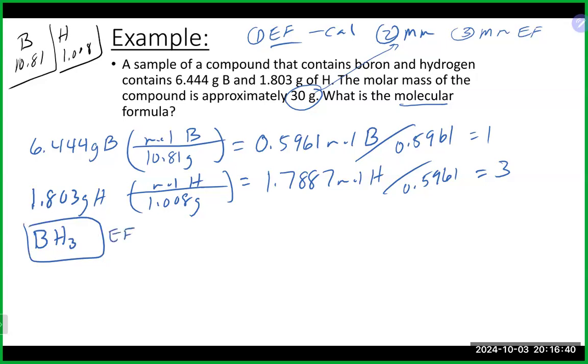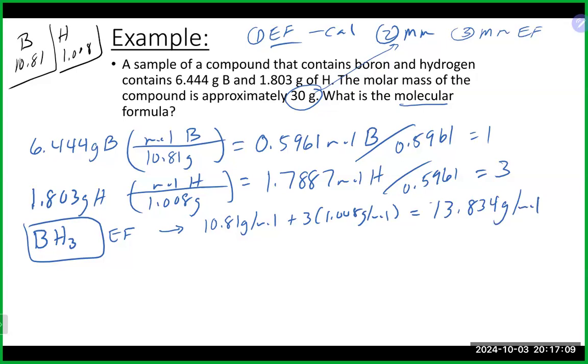Now that we have the empirical formula, we need the molar mass of it. To get it, we're just going to add up the parts: 10.81 grams per mole for the boron, 3 times 1.008 grams per mole for the hydrogen. That's going to get us 13.834 grams per mole. We're now going to figure out the factor we need to multiply this empirical formula by to get to our molecular formula.